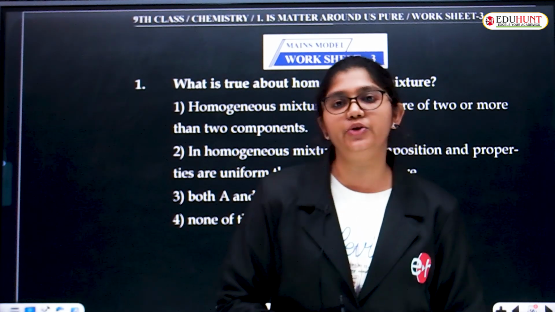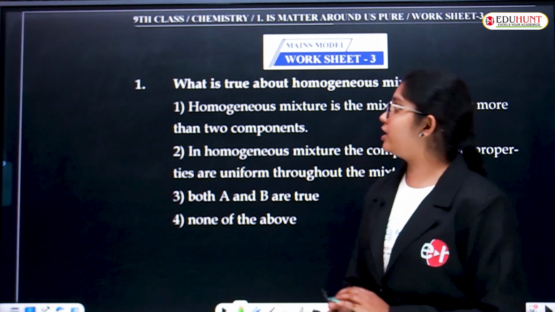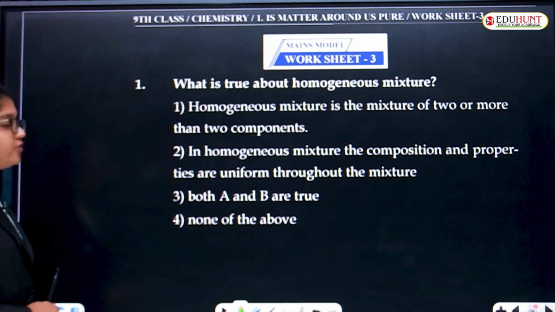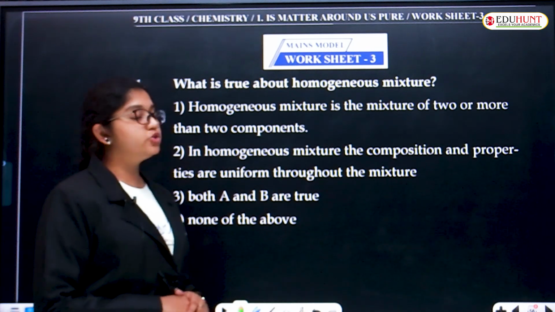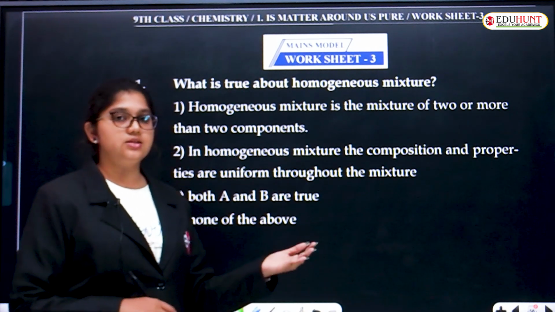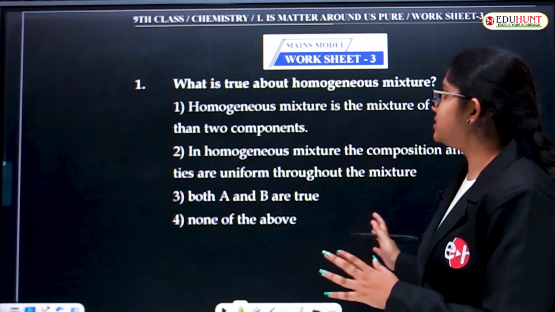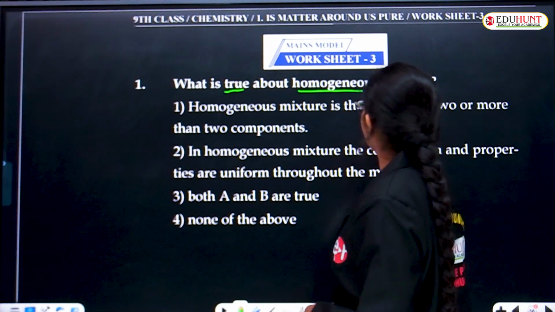In this video, we are going to solve worksheet 3 bits from the first chapter of your 9th class. Here we have the bits, worksheet 3 mains model. Here we start the first question. What is true about homogeneous mixture? We know there are two types of mixtures, homogeneous and heterogeneous. We'll discuss and note the true statement regarding homogeneous mixture.